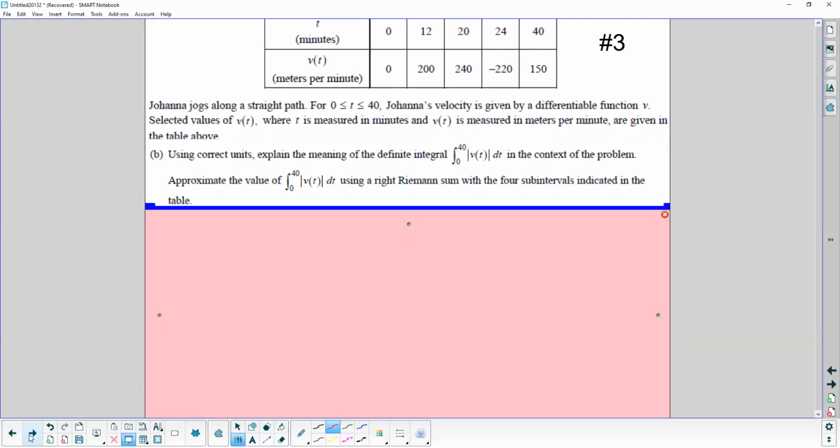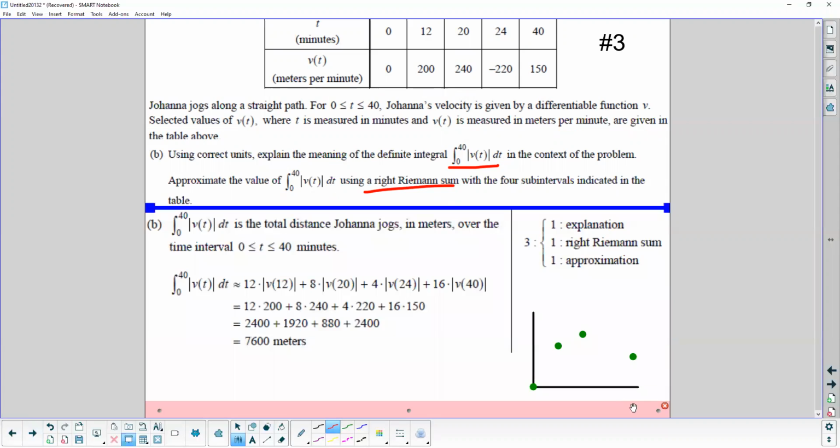Next part, part B. So part B says, Joanna jogged using the correct units, explain the meaning of the integral of the absolute value of the velocity problem, and then use a right Riemann sum using 4 subintervals and estimate that. So let's start with the interpretation. What does this mean in the context of the problem?